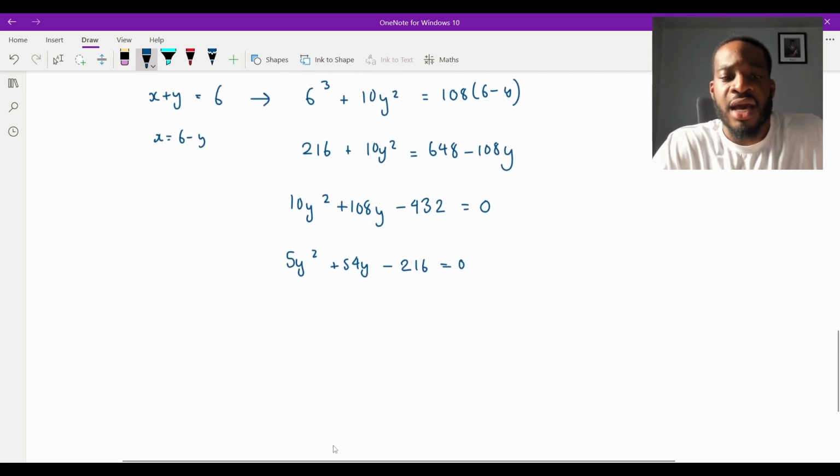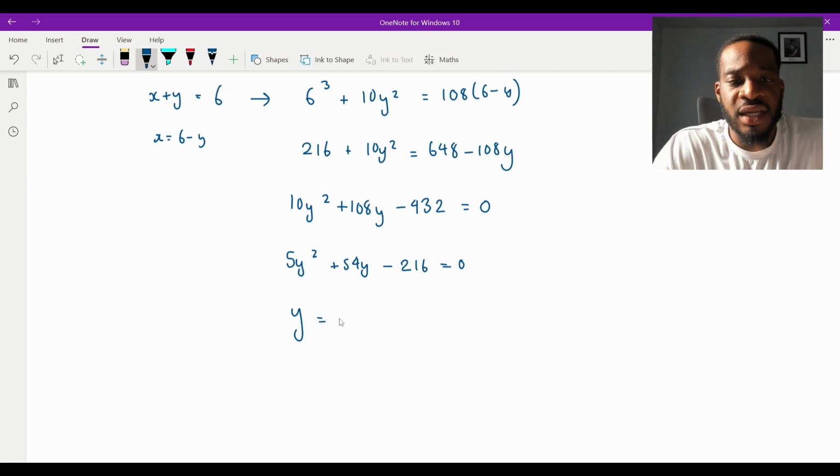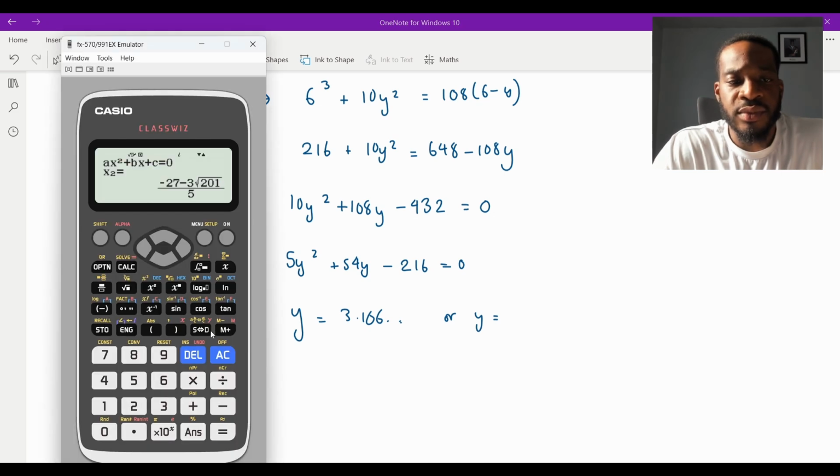So now plugging that into my quadratic solver, that's going to be down here, isn't it? There, polynomial, degree 2, 5, 54, and minus 216. I get y is going to equal 3.106, blah, blah, blah, or y is going to equal minus 13.906.